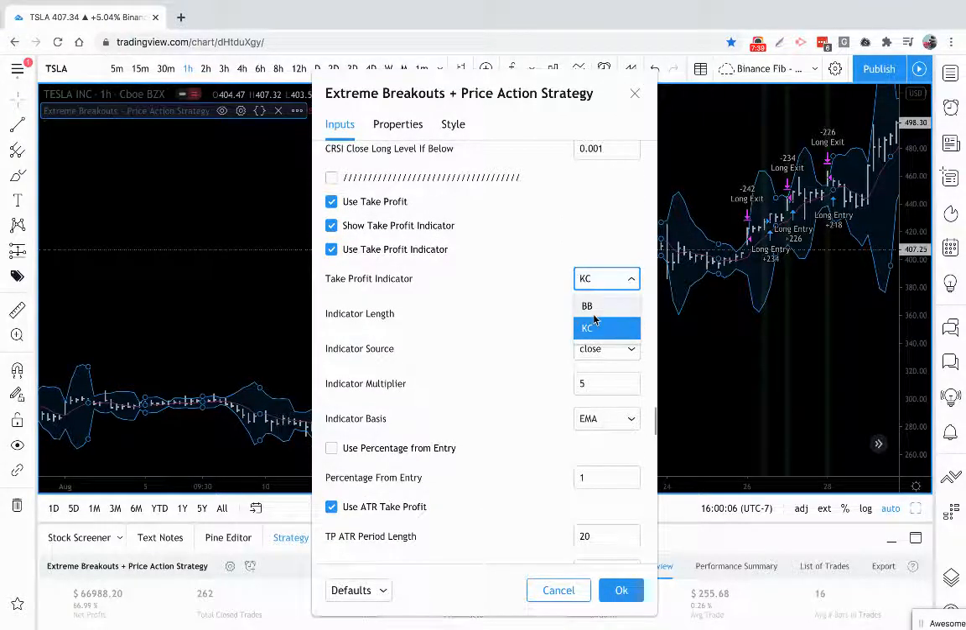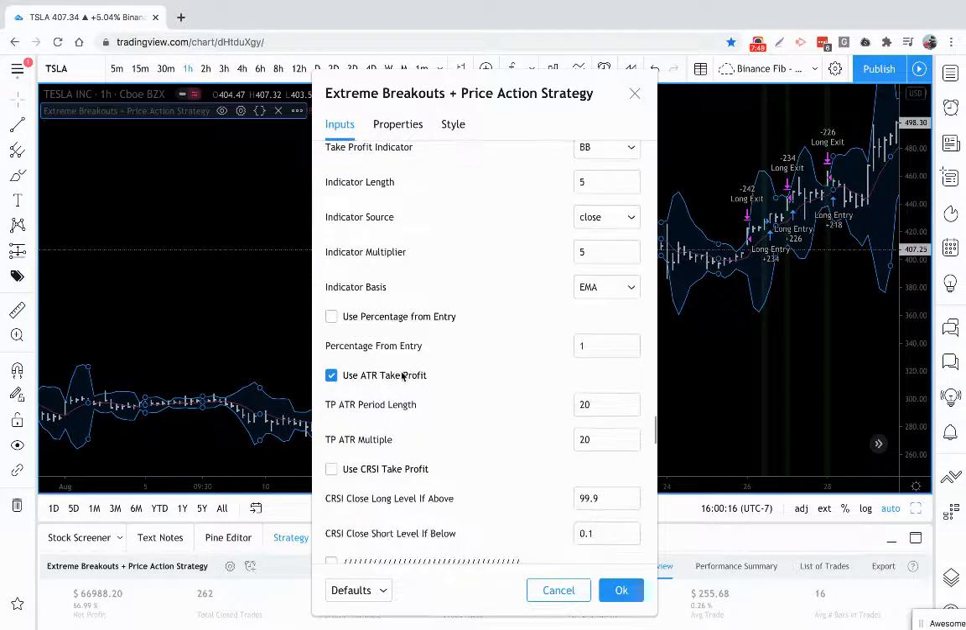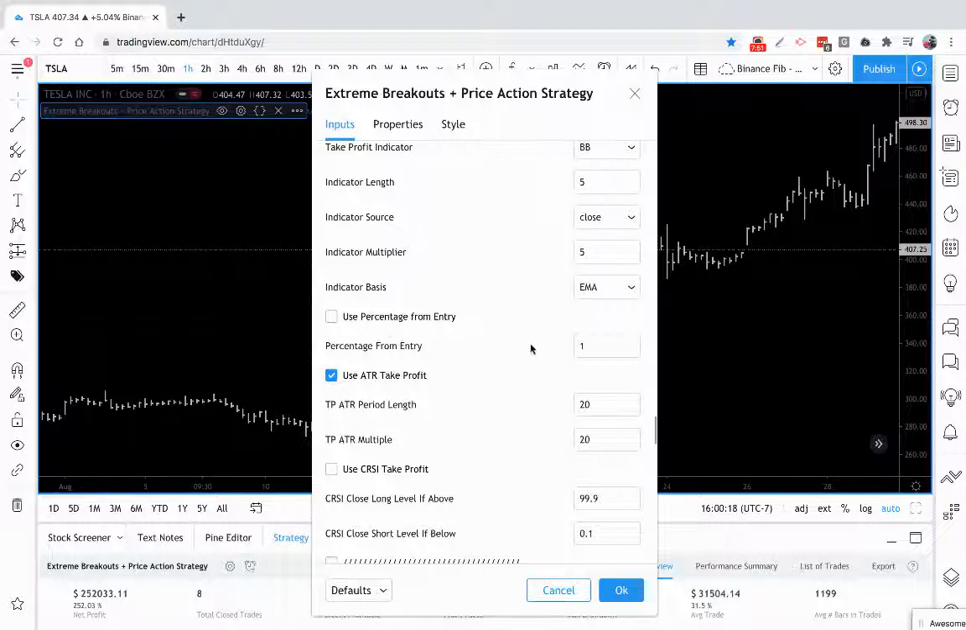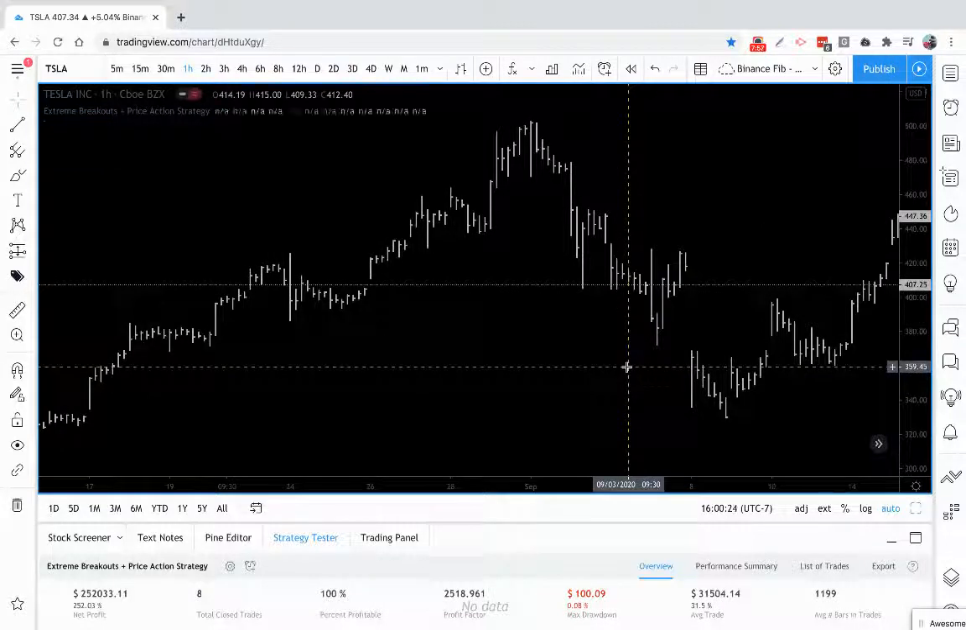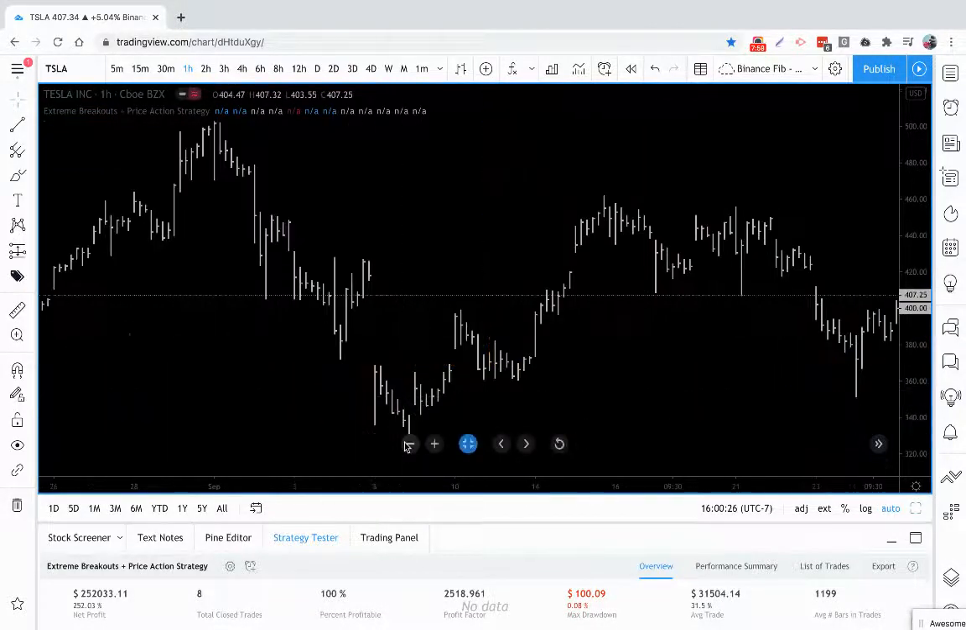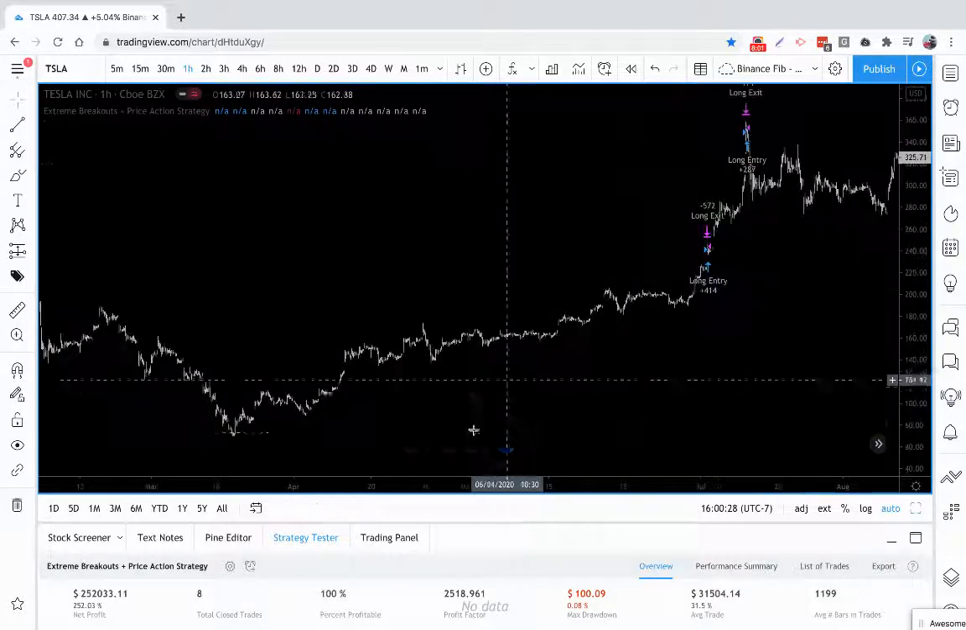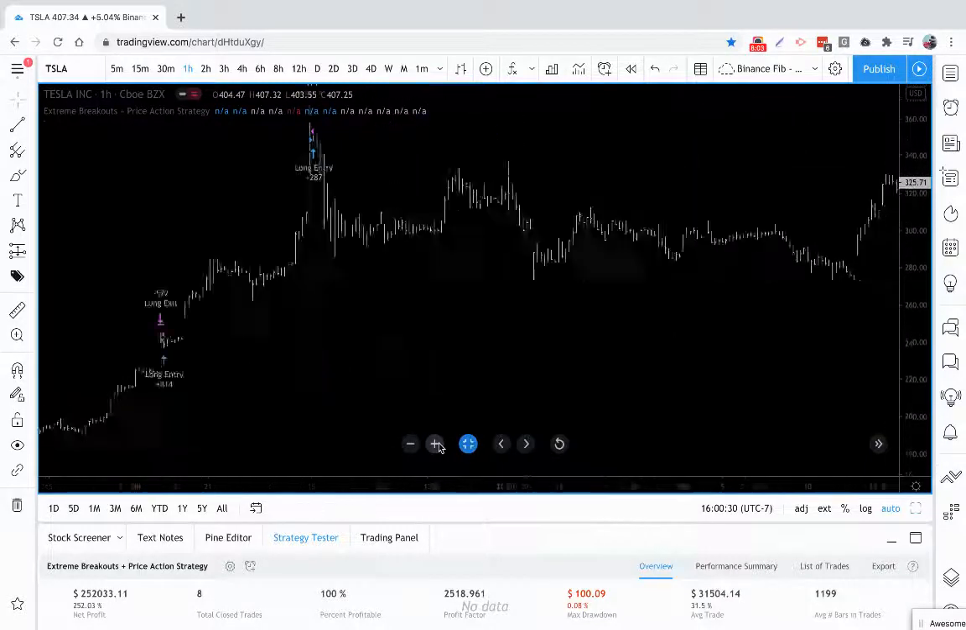And you have full control over the length of the indicators and how large, how responsive they are by the multiplier. Now, if you don't want to use those indicators, you can also use a percentage from entry. So if your profit, say for example, gets 10% in the profit, you can just exit the trade immediately. And we'll show you an example of that right here.